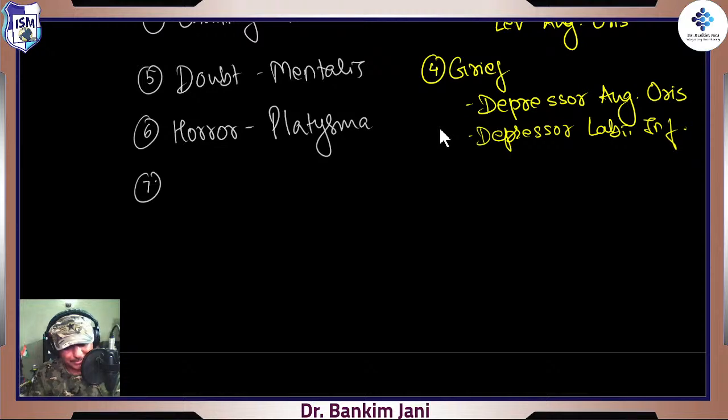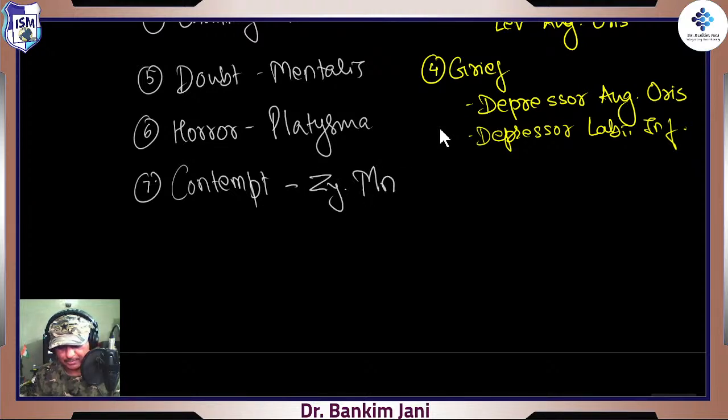We missed that contempt, right? It was good to miss that contempt. So that is zygomaticus minor, right? So that was the contempt. Okay. So we talked about grin, horror, grief. Okay. Yeah.